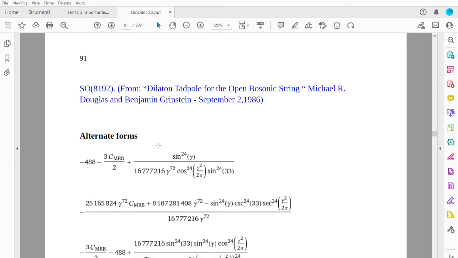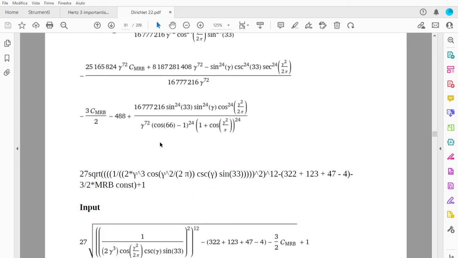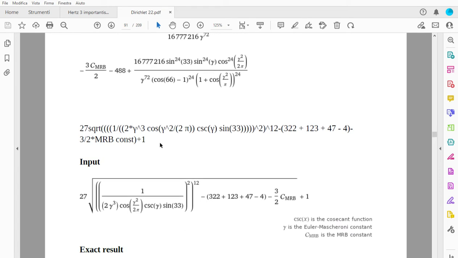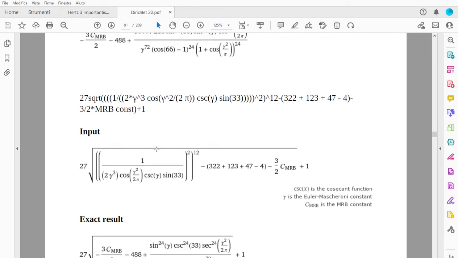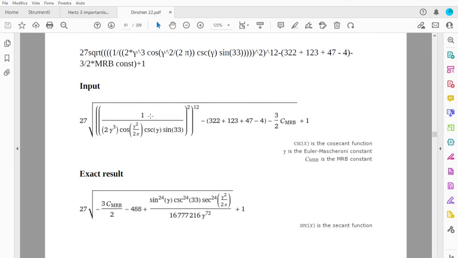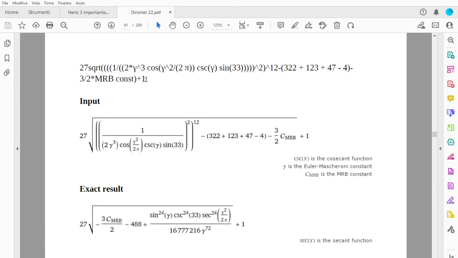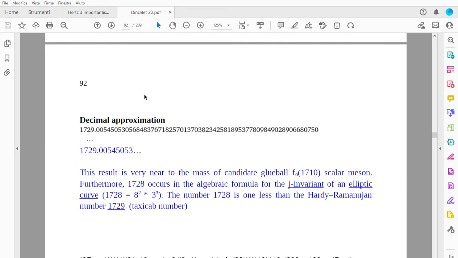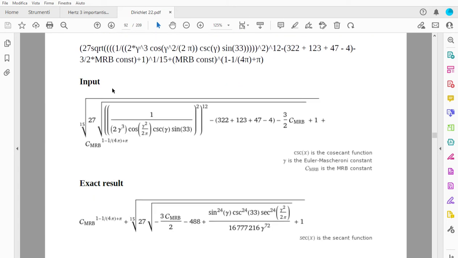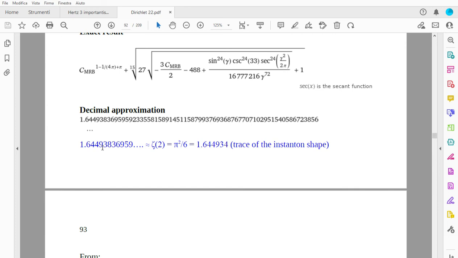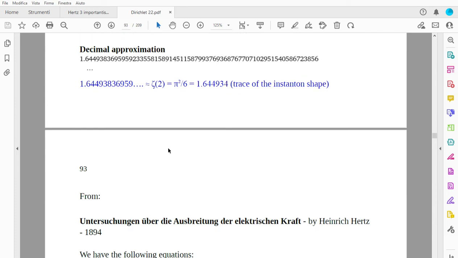Also here the study of the function, alternate form, and as before, also here we obtained from the previous expression, after some calculation, a result very near to 1729, and again a result very near to zeta(2), that is equal to pi squared divided by 6. That is the trace of this instanton shape.